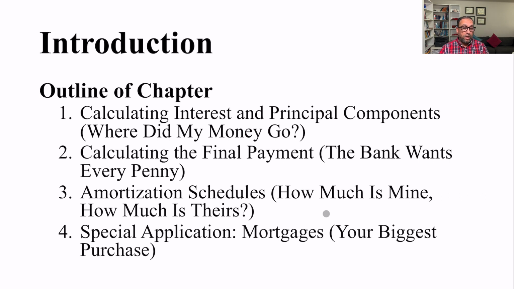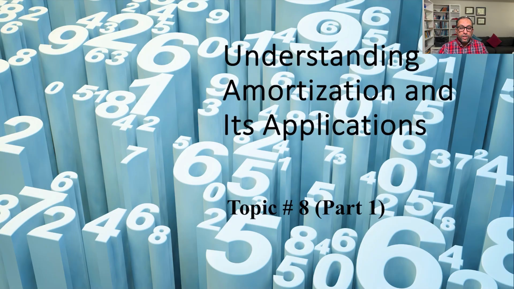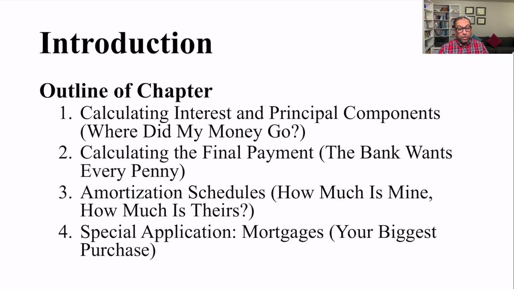So let's start. What is the outline of this chapter, or what we're going to cover in this chapter? Calculating the interest and principal component of an amortization, and then calculating the final payment. The bank wants every penny, and the final payment may be more or less than the actual payments. As we know, in annuities the payments are equal, but rounding effects can cause the last payment to be a little bit more or less than the normal payments during the term of the contract.